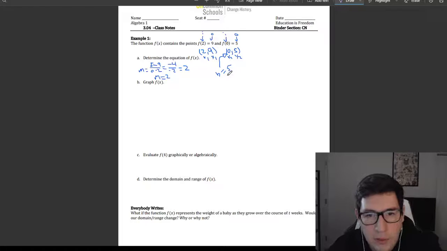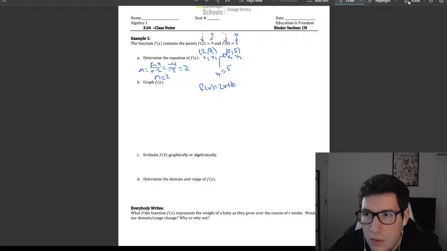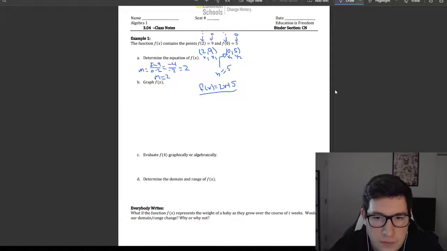And so if I'm building f of x, I'm simply going to use that f of x is equal to 2x plus 5, not b. Well, it is b, but we know that that b is 5, so 2x plus 5. And this is my equation.